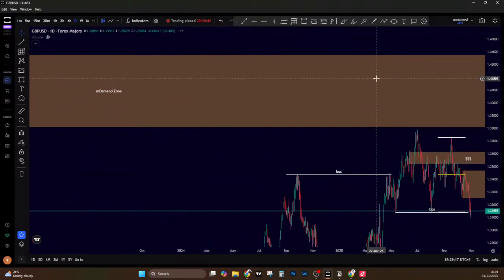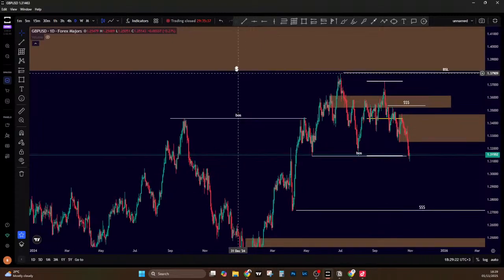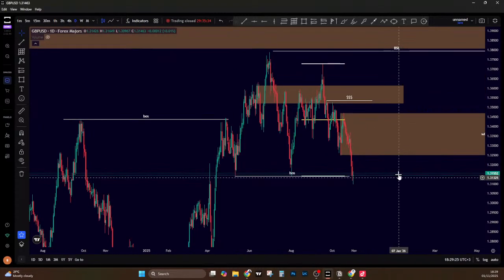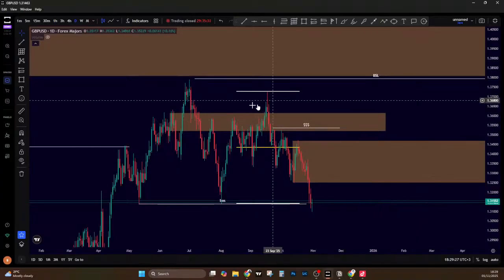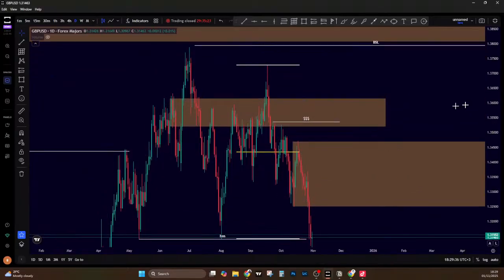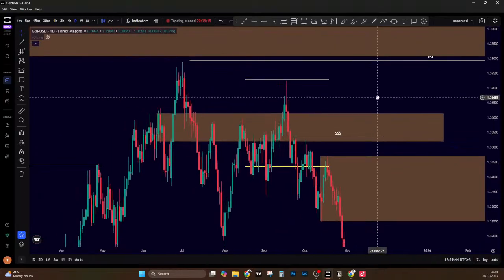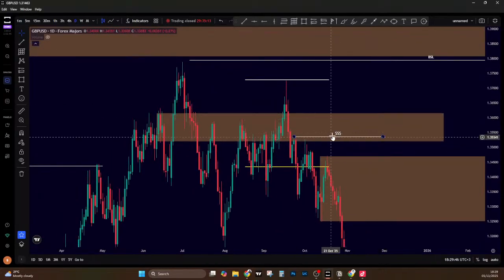I think what we can do is we can just leave the monthly demand zone there. Right now we are currently interested only in this price action, because this is where we currently are. So if you look at this, we have this liquidity, we have this liquidity. So we need to look for a POI above the liquidity, and it must be around our resistance level.